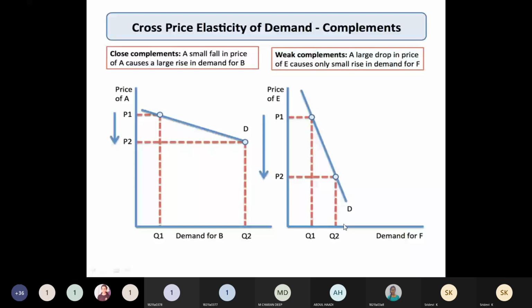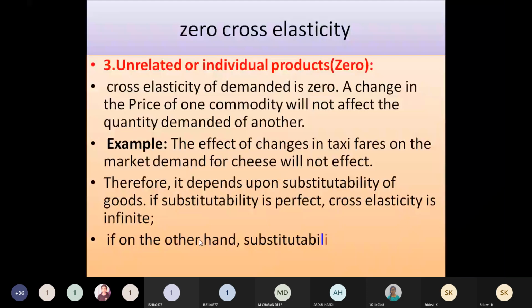So in this case, sometimes it may be infinite cross elasticity, sometimes it may be zero cross elasticity. If you can substitute the product, then we will call it perfect substitutable. So then infinity cross elasticity will be there. In such case, zero cross elasticity will be there, which we can show as perfectly inelastic case. There will be zero change in demand.